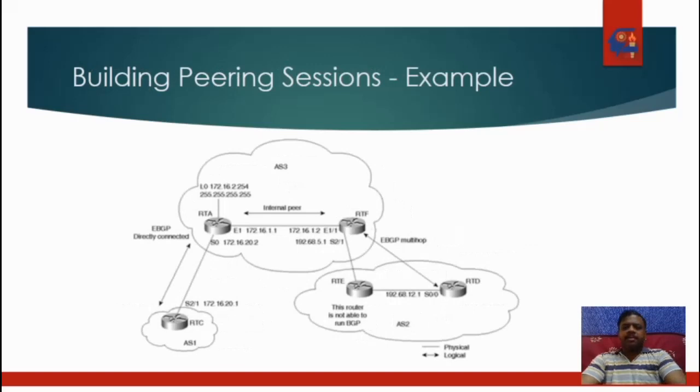An iBGP peering session is formed within Autonomous System 3 between RTA's loopback address and RTF's physical address. eBGP sessions are also formed between Autonomous System 3 and Autonomous System 1 by using the two directly connected IP addresses of RTA and RTC. Another eBGP session is formed between RTF in Autonomous System 3 and RTD in Autonomous System 2 using IP addresses that are not on the same segment, multi-hop.